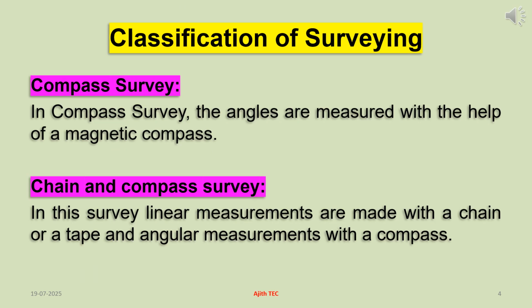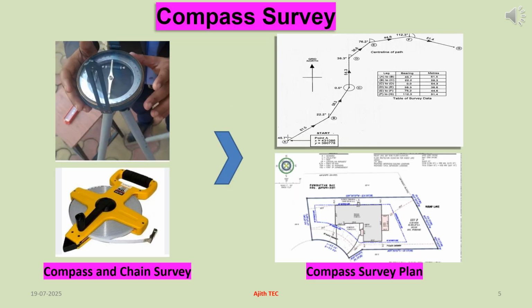Compass surveying is a surveying technique that uses a magnetic compass to determine the direction of survey lines, combined with linear measurements, using chains or tapes, to establish the position of points and create maps or plans. It's a fundamental method in surveying, particularly useful for large areas, or when other methods like chain surveying are impractical. This slide shows how to perform compass surveying with the help of magnetic compass and chain or tape, and prepare compass survey plan for given land parcel.